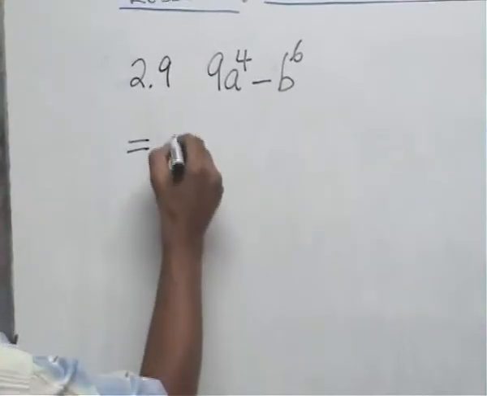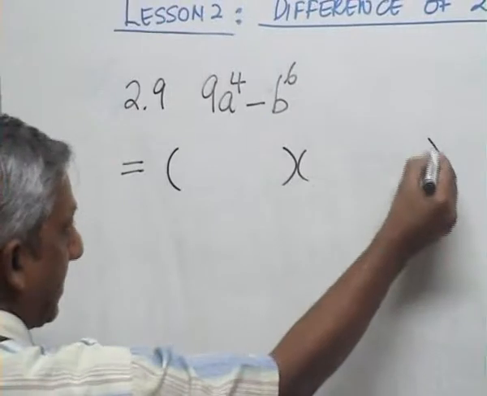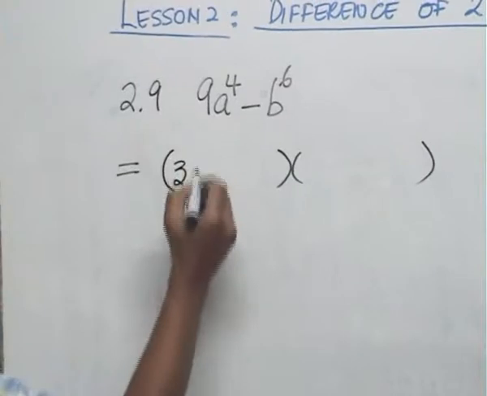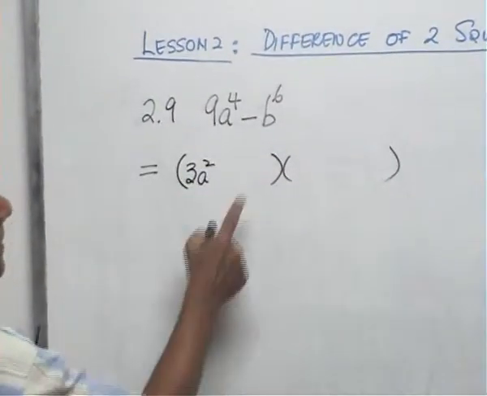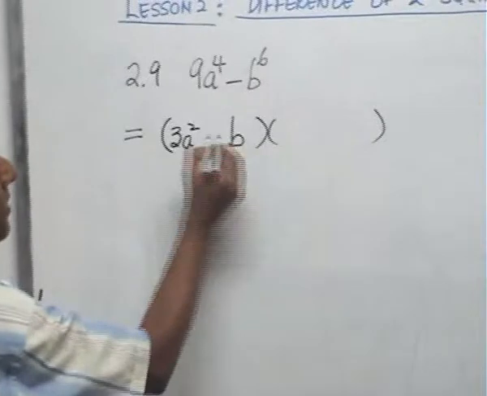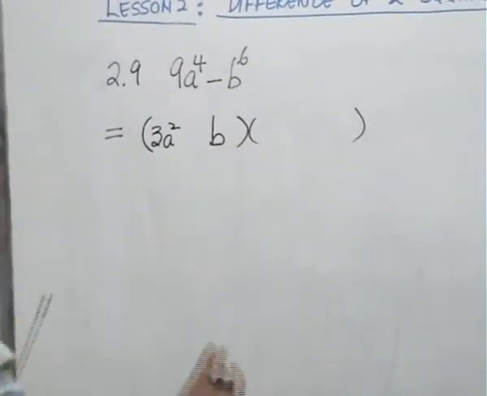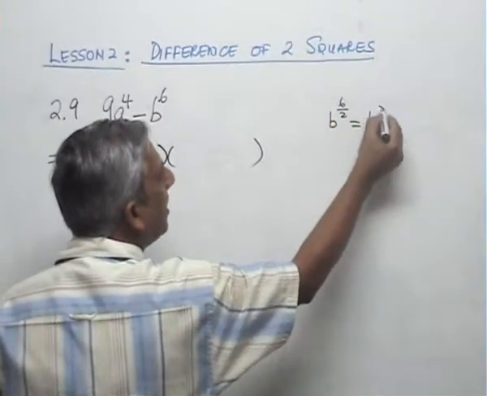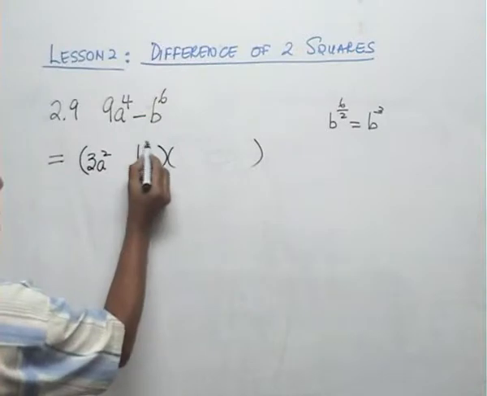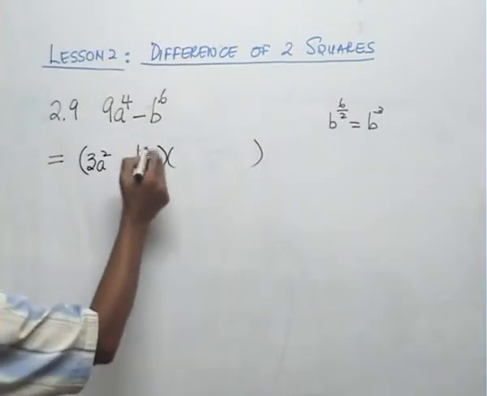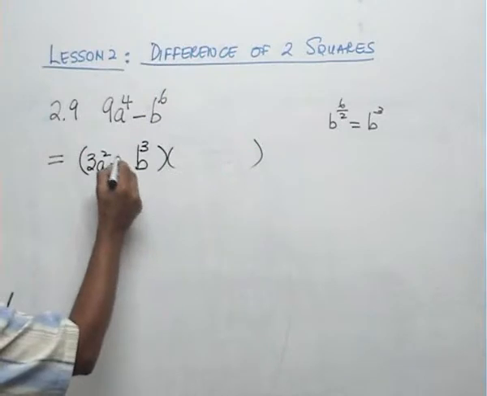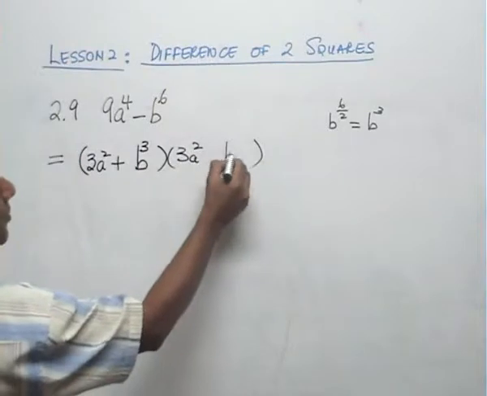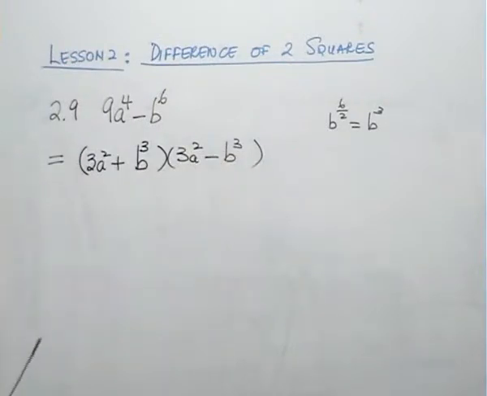That's a perfect square, that's a perfect square. So that's going to be two brackets. Alright. Square root of 9, 3. Square root of A to the 4, A squared. Now you've got B to the 6, so write down B. You take that index, B to the 6, and you divide that index by 2. So you're left with B cubed. So that's how we get B cubed here. You see? And that's plus. Repeat, 3A squared, B cubed, minus.